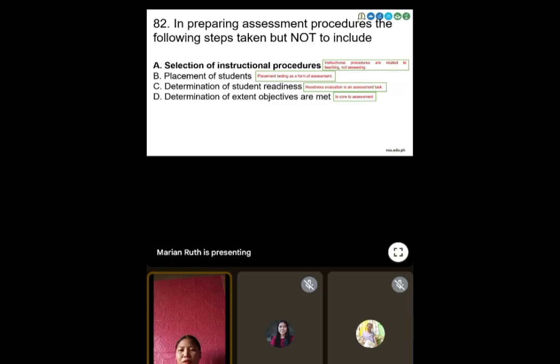It's not also the letter C, which is the determination of student readiness. It's because readiness evaluation is an assessment task. It's not also letter D, determination of extent objectives are met. It's because it is core to assessment. Item 83.